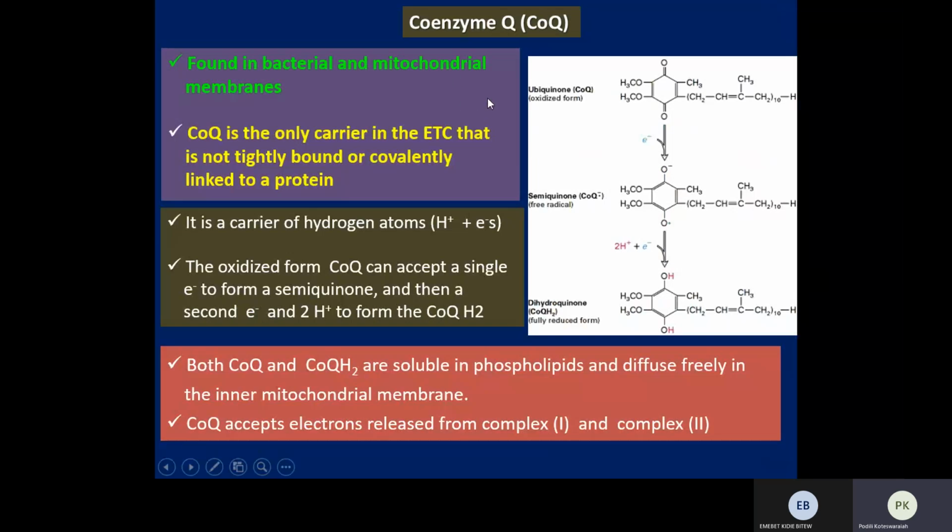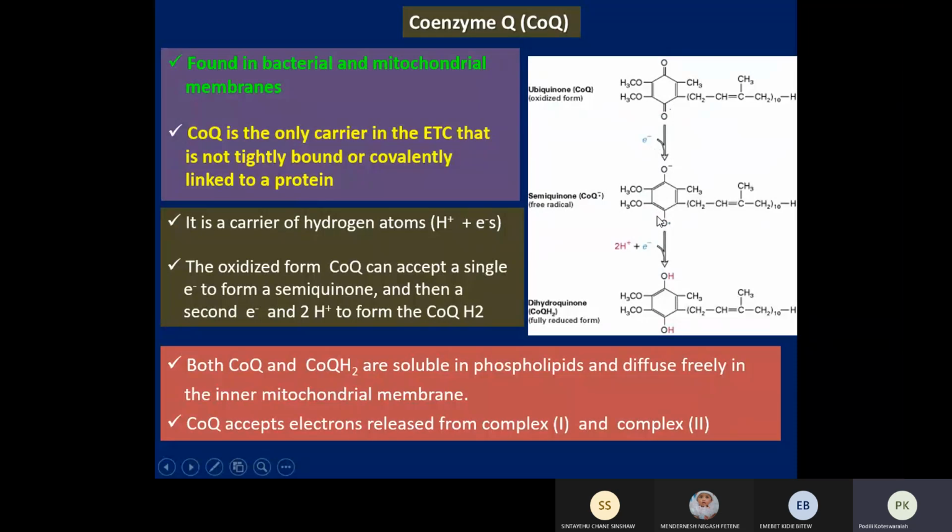As I already said, ubiquinone is also known as coenzyme Q. Throughout the presentation, when you come across coenzyme Q or CoQ, you should understand that ubiquinone and coenzyme Q are the same. This ubiquinone is the mobile electron carrier. It takes 2 electrons, but only 1 electron at a time. So this is the oxidized form of ubiquinone.